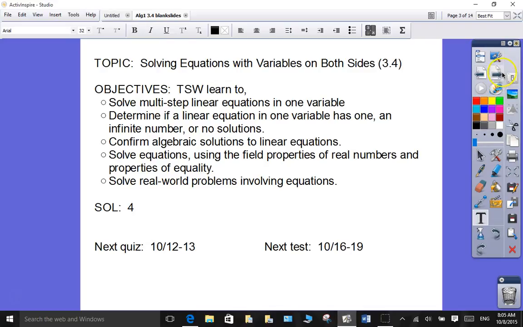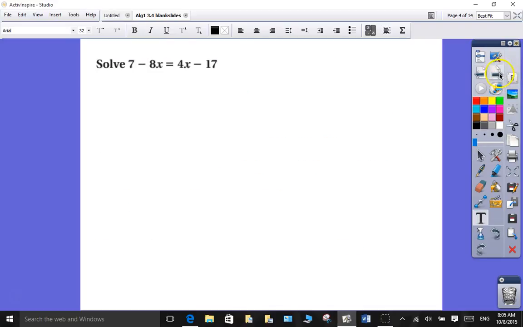Okay. So yeah, we would expect to have a quiz next class. So this is an example of an equation that has variables on both sides.